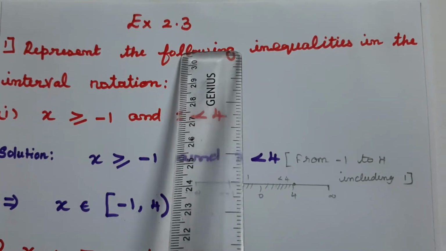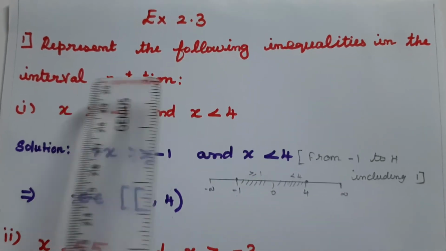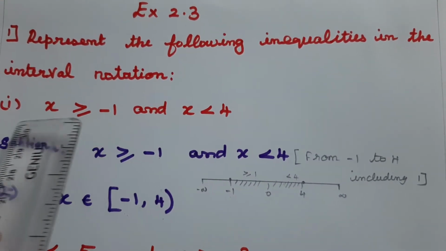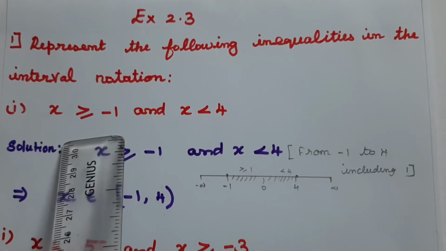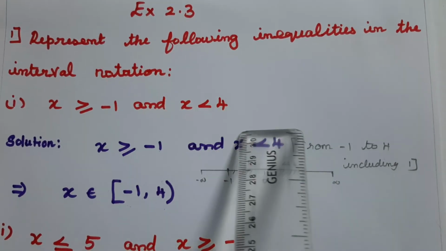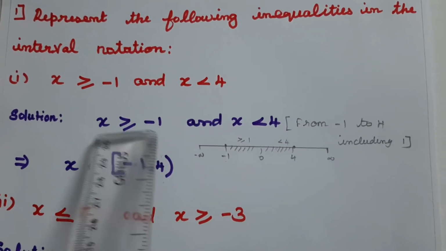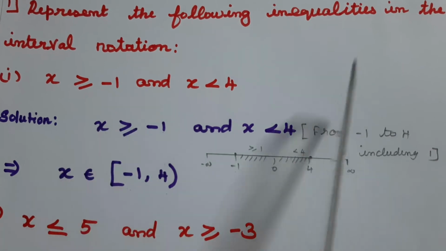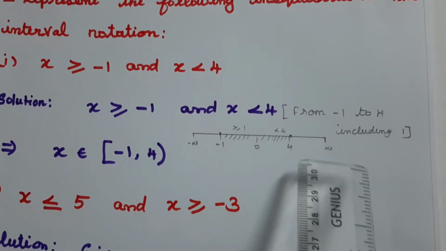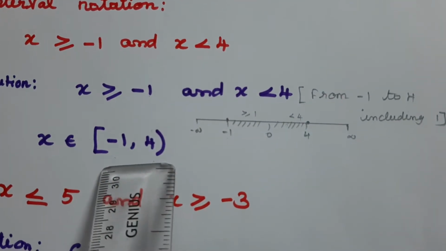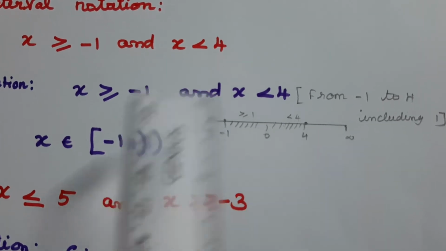Exercise 2.3, first sum, represents the following inequalities in the interval notation. That is, see your first subdivision it is given, x is greater than or equal to -1 and x is less than 4. So, greater value of your -1 and also it should be equal to less than your 4. So, I have explained you in the number line only the interval, writing of your interval is enough for the solution. For your understanding I have mentioned here.